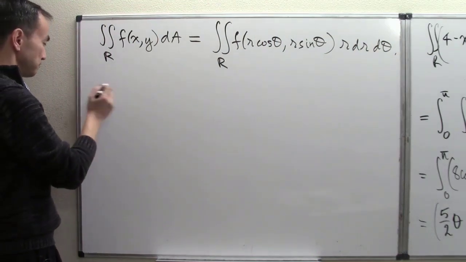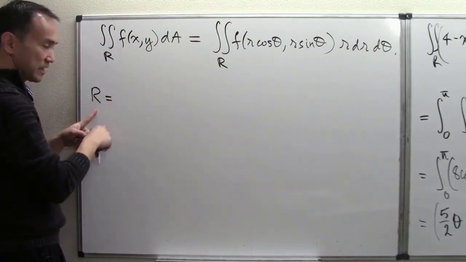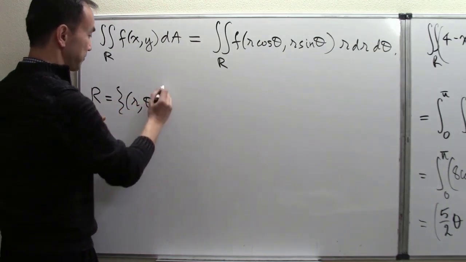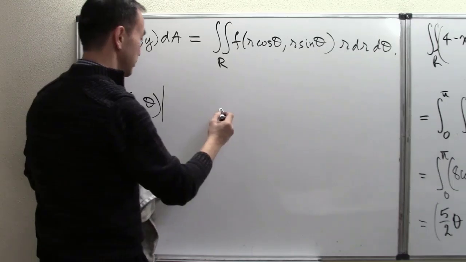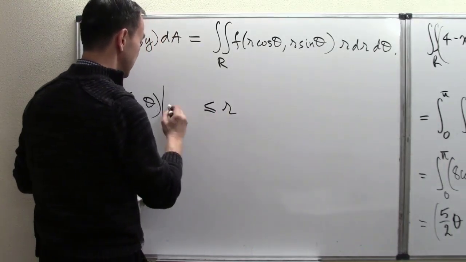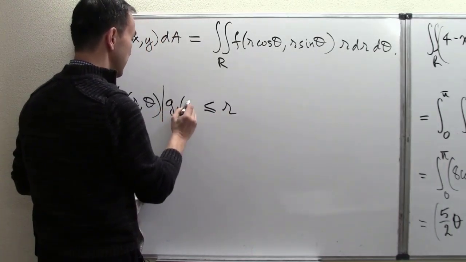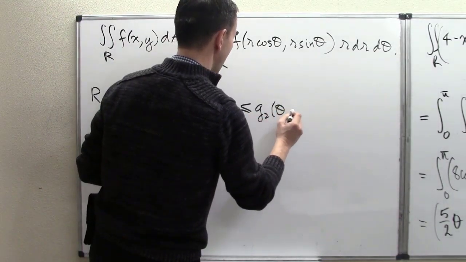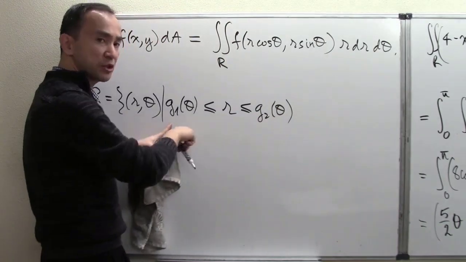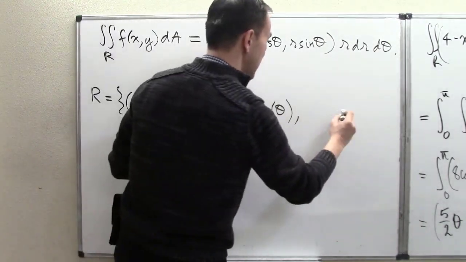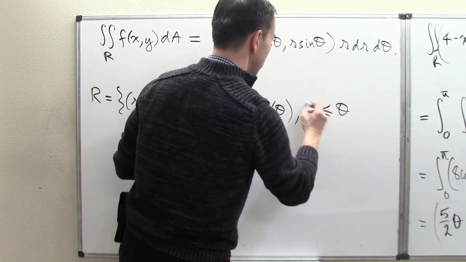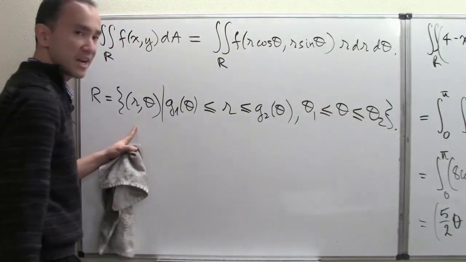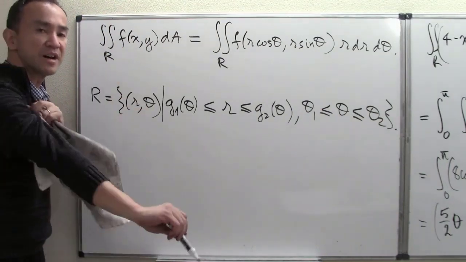But now, when our region R is described by the setup of (R, theta) satisfying that R is generally changing between some g1 of theta to some g2 of theta. So R is no longer constant, but R is changing between some two functions of theta. And then theta itself is indeed changing between some constants theta 1 and theta 2. So this is the case that reflects our general problem that we have done in example 2 right there.